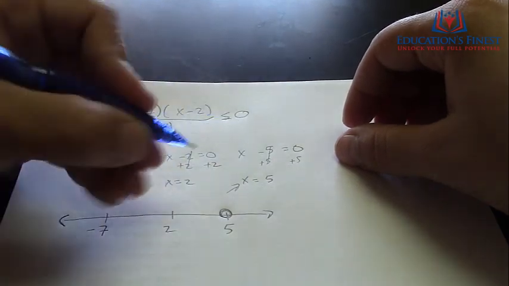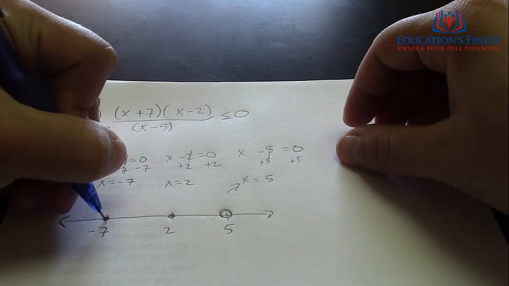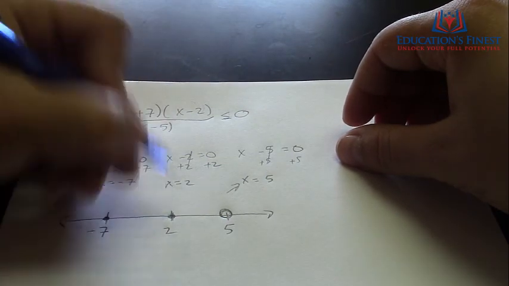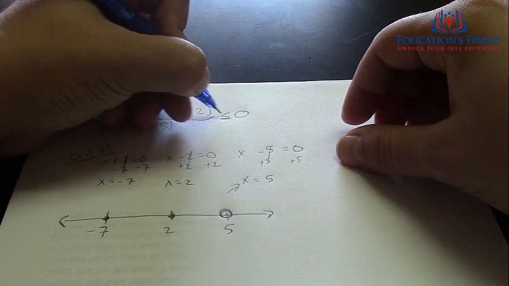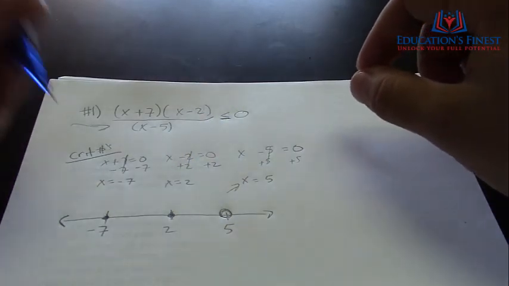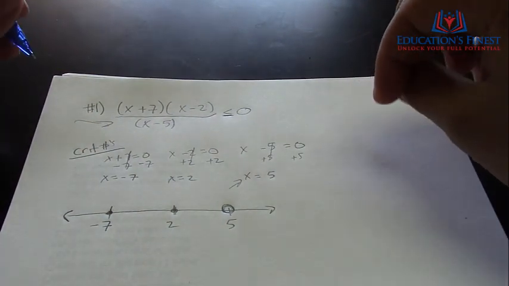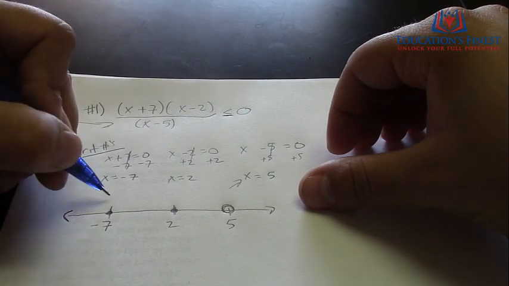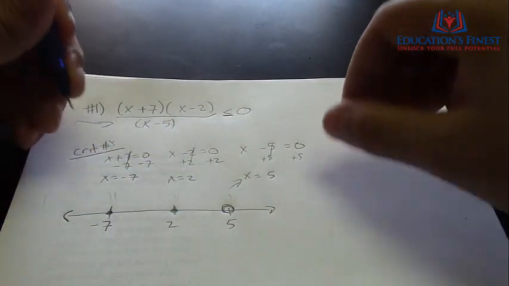Now, the other two critical numbers are included. Why are they included? Because right here it's less than or equal to 0. After all that's done, you have to pick a test point. You have to pick points between each one of these intervals.